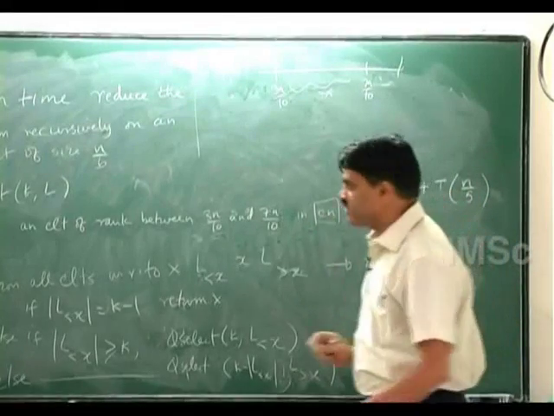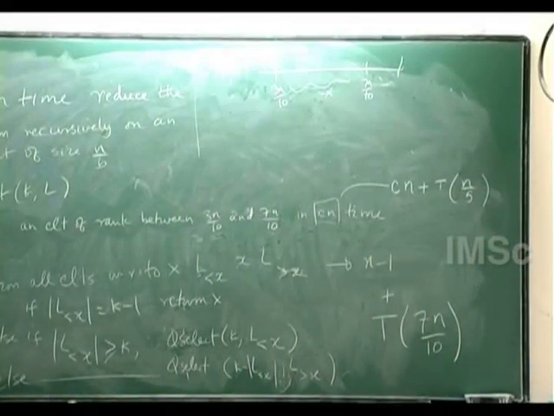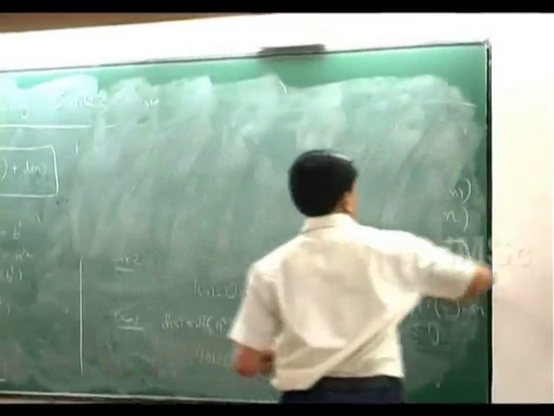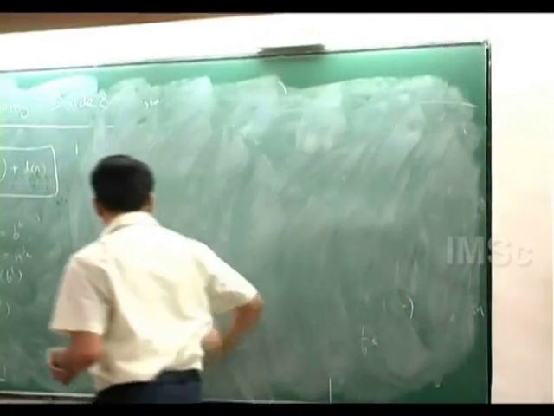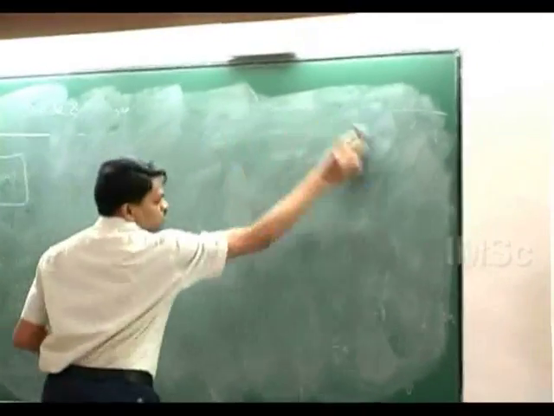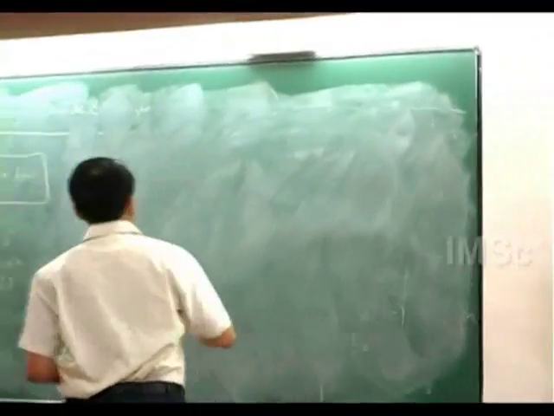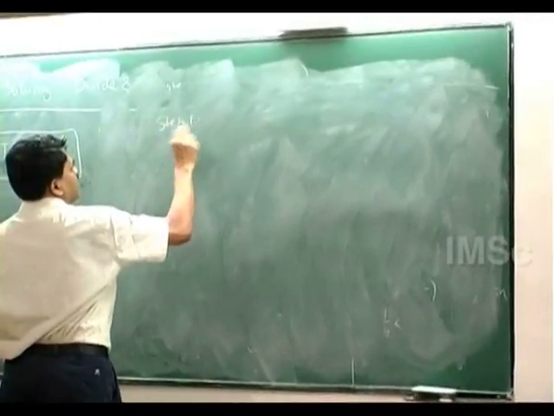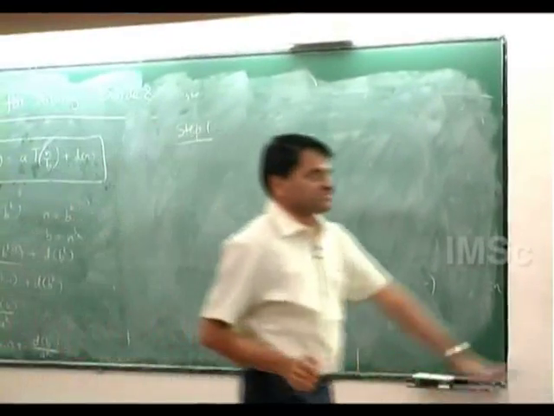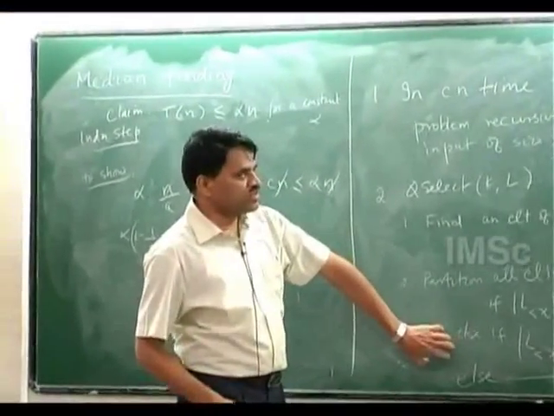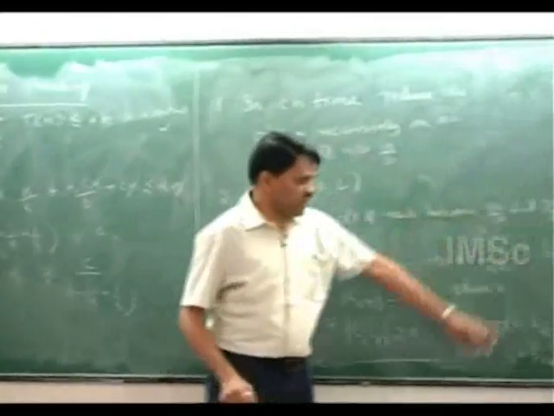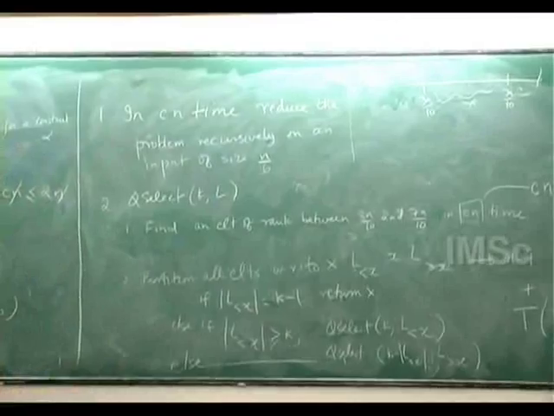So how do they find this? Let's go back and do this. Step 1, the goal is this. After this, I'm going to partition all the elements. That's n minus 1, and then I know that if I manage to find such an element, then I end up with my recursive portion having size at most 7n by 10. So what do they do?